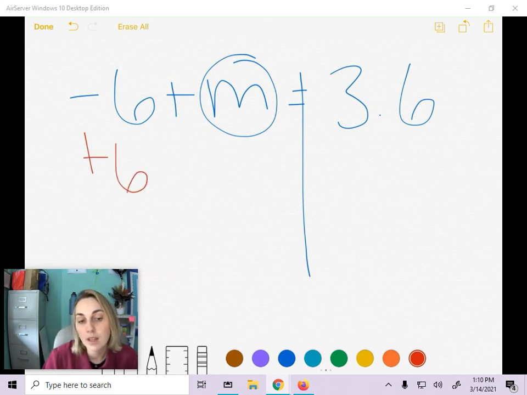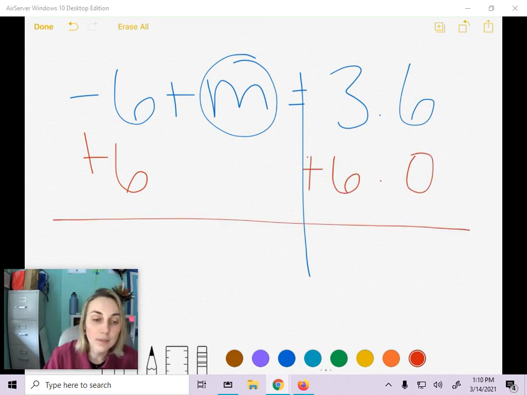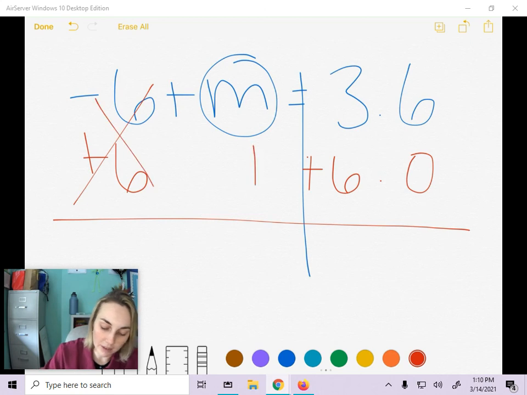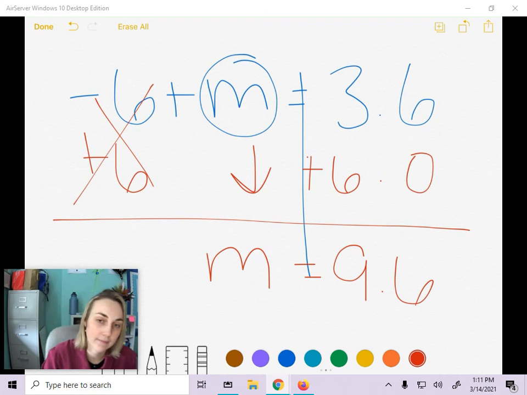Okay? And if we do it on one side of the equal sign, we have to do it on the other side as well. And we can solve. So again, these are opposites, so I'm going to cancel them out. I'm going to bring down my m value. And then 3 and 6/10 plus 6 is going to be 9 and 6/10.